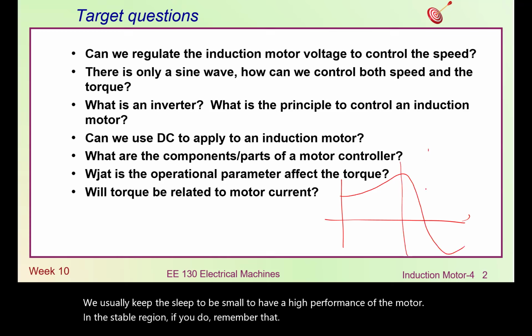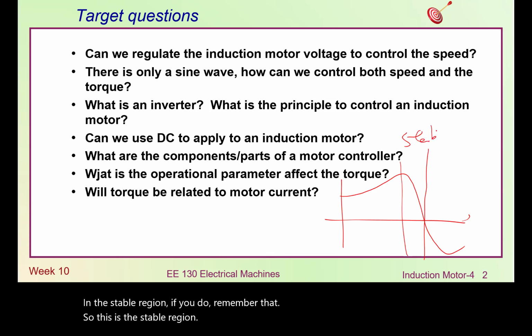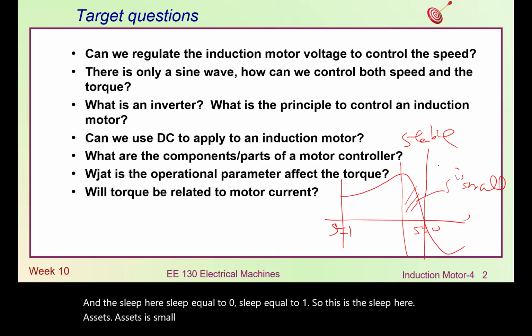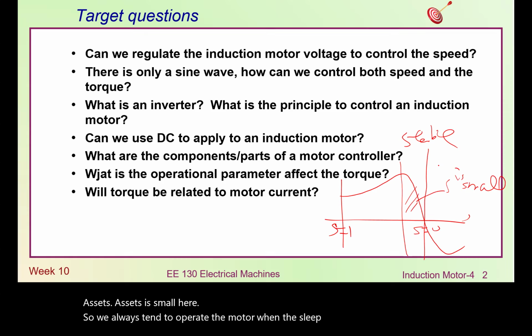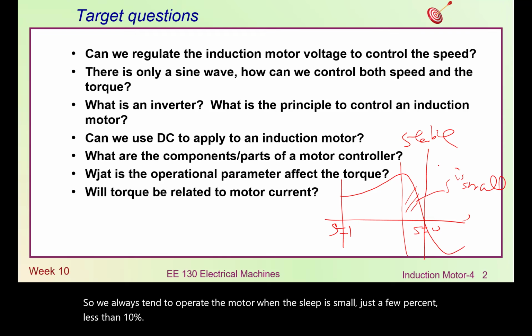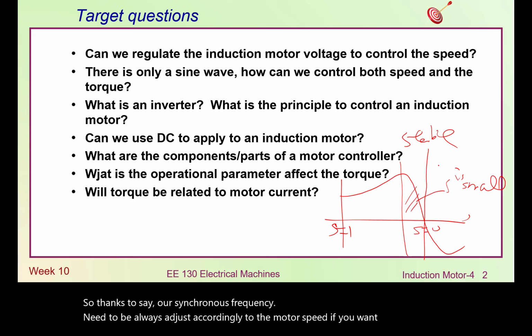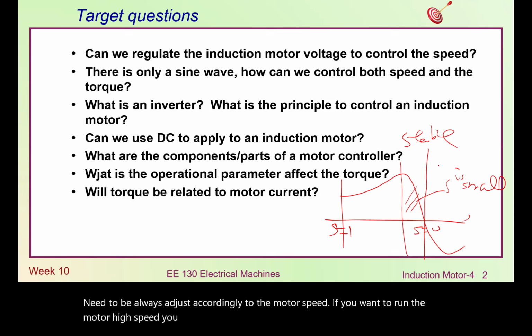so this is the stable region. And the slip here, slip equal to 0, slip equal to 1. So this is the slip here, S, is small here. So we always tend to operate the motor when the slip is small, just a few percent, less than 10%. That's to say our synchronous frequency needs to be always adjusted accordingly to the motor speed. If you want to run the motor at high speed, you use a higher synchronous frequency and vice versa.